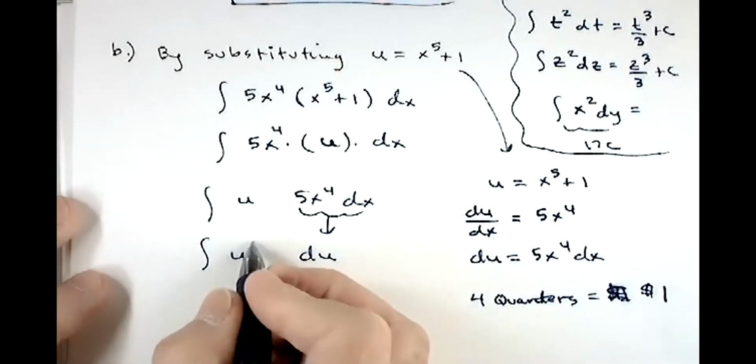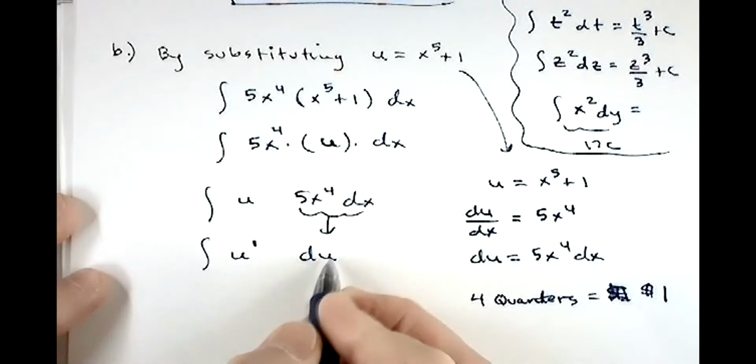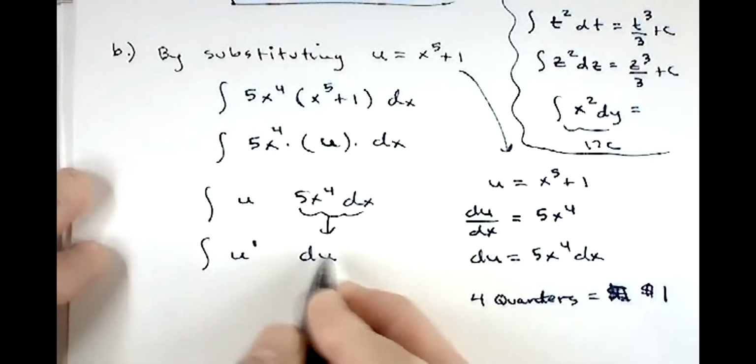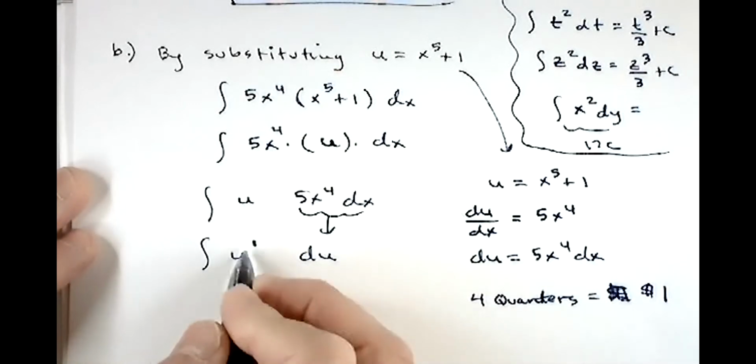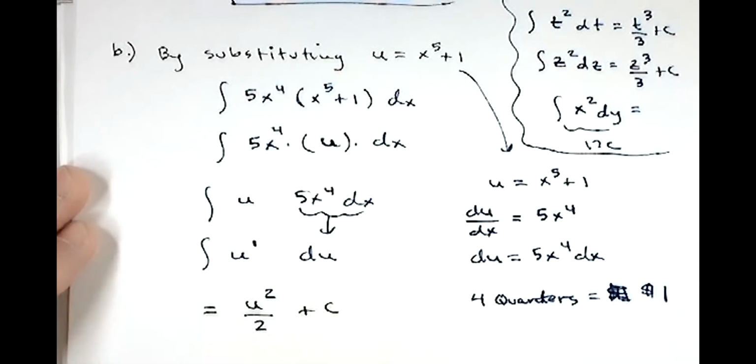And then, now that you've successfully converted this integral in terms of u and you have a du, which tells you, okay, now you can find the antiderivative of u to the first with respect to u. That antiderivative would be u squared over 2 plus a constant.